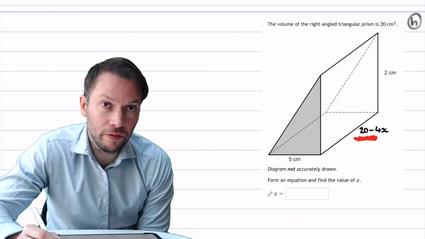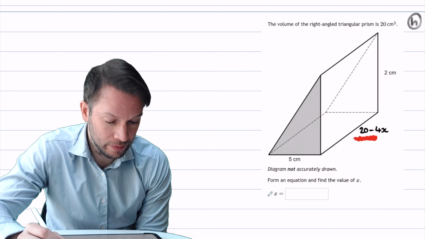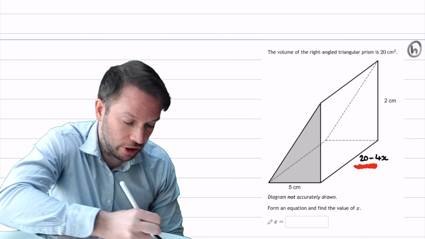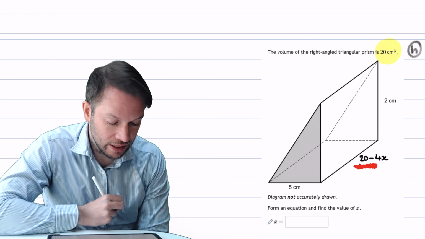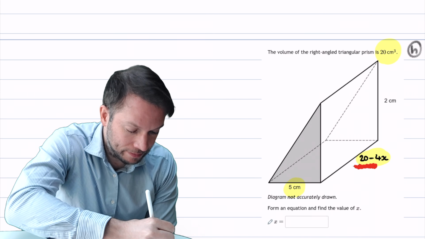In this video, we're going to form and solve an equation using the volume of a prism. So we've got a right-angled triangular prism, and we're told its volume is 20 centimeters squared. And we've got these lengths on the prism here. So we need to form an equation in terms of x and then solve that.